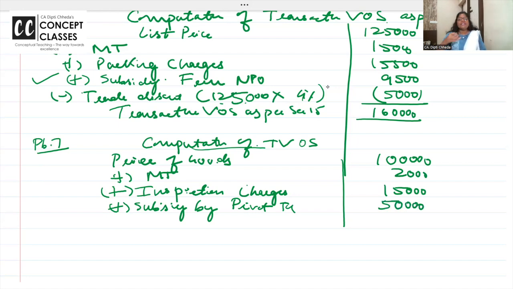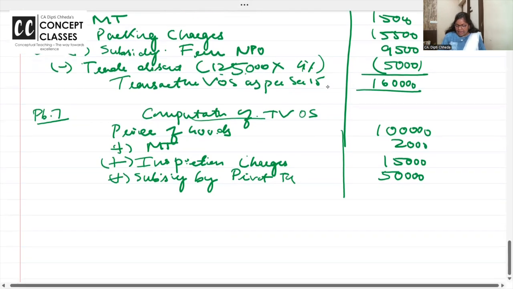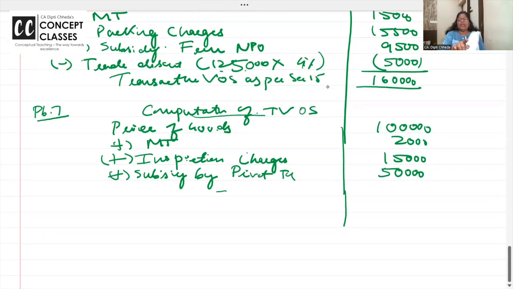Subsidy. If it is a central government or state government subsidy, it's not a part of the consideration or transaction value. Remove it. Private subsidy, I missed out. Add it back. If it was already included, we would have ignored it. But they said it's not included, so add back.